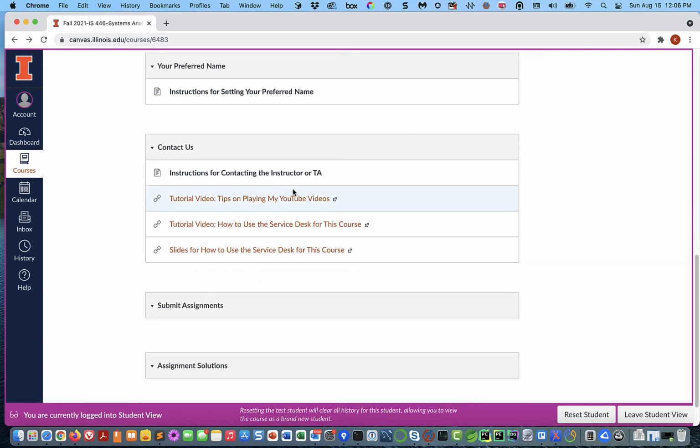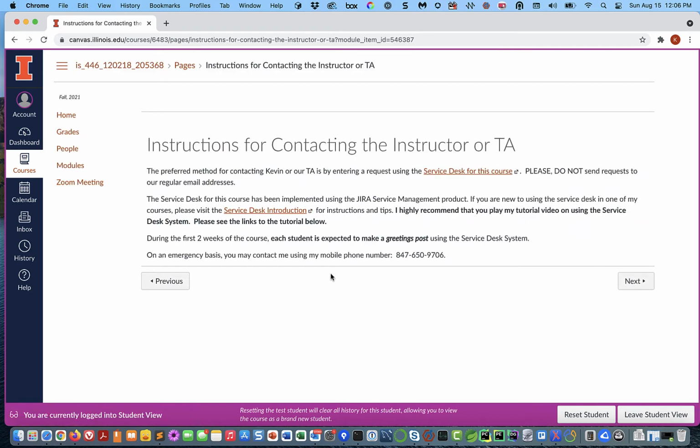Contact us. What do I mean by us? I mean me, the instructor, and the TA who will be announced early next week. So let's click through on that page. Instead of using email to contact each other, we're going to be using an application that I have. It's called the Service Desk for this course. It's a help desk ticket system that just applies to this course.